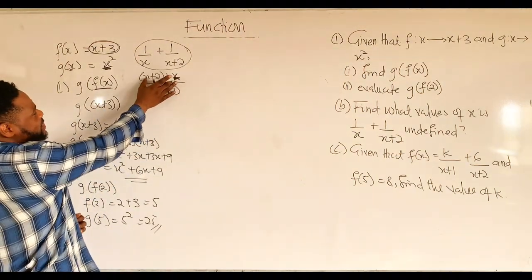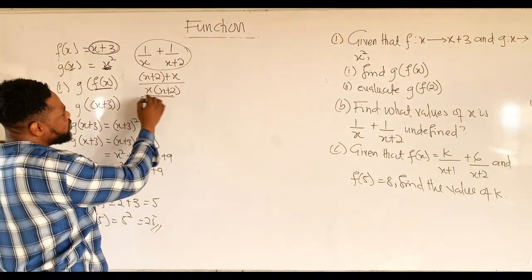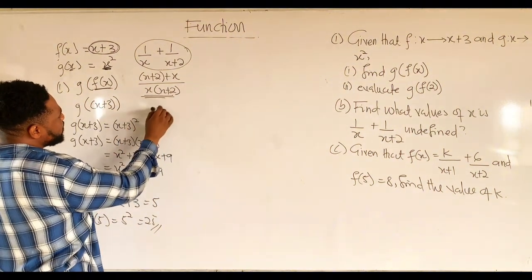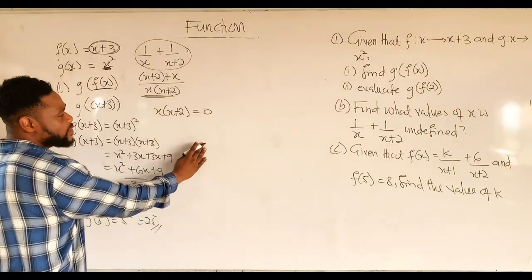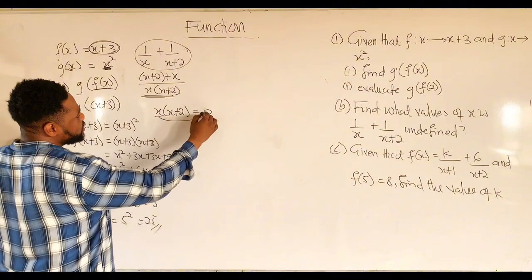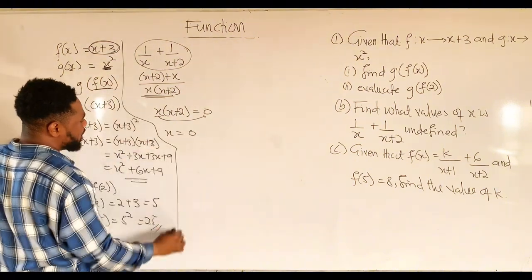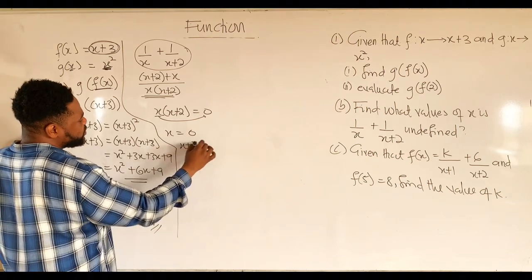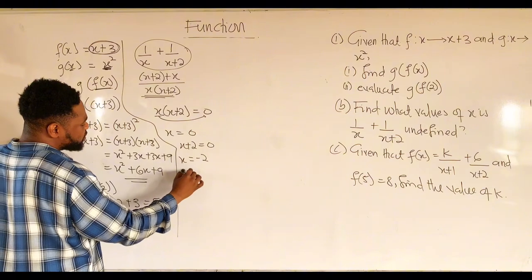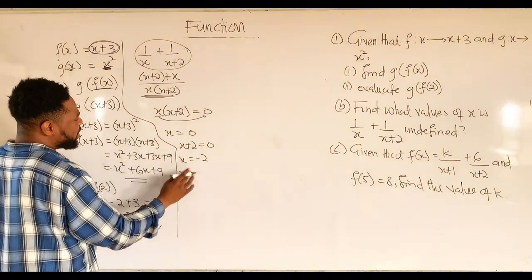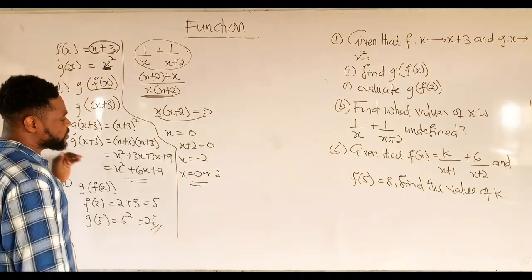We are not interested in the numerator, we are interested in the denominator, because we pick the denominator and equate it to 0. So we have x, x plus 2 equal to 0. We take this and equate it to 0, so x equals 0. Again, our x plus 2 will be equal to 0, so x equals negative 2. So the values of x which make the function undefined are x equal to 0 or negative 2.